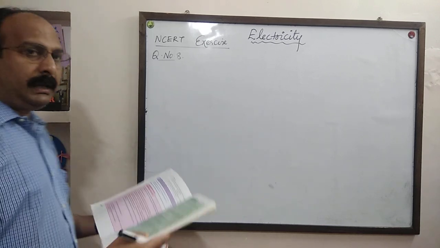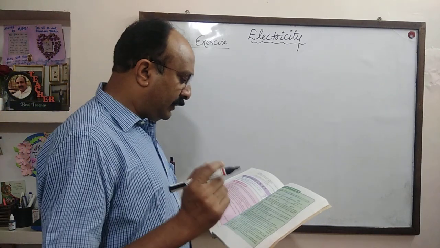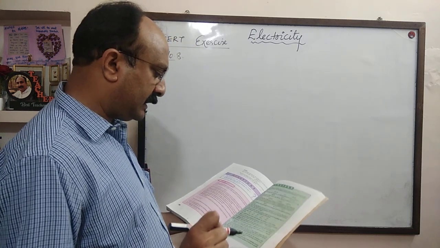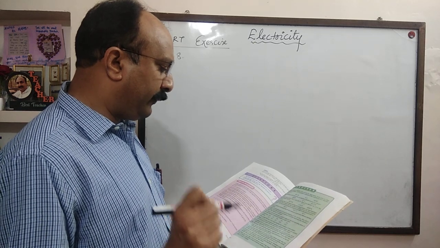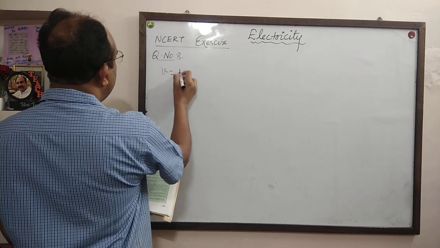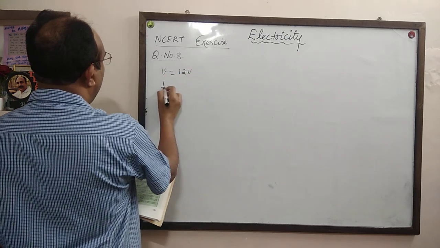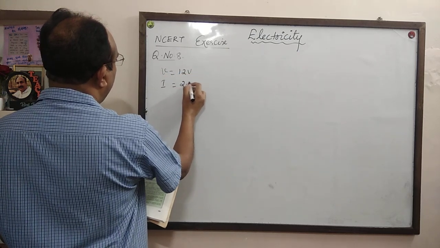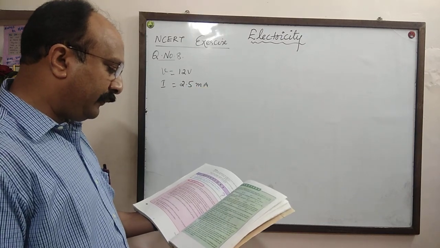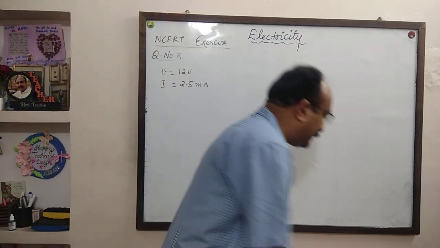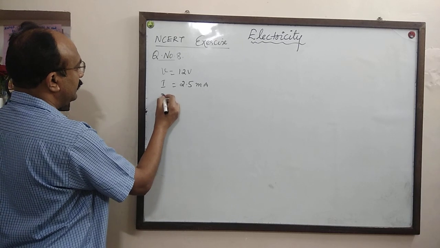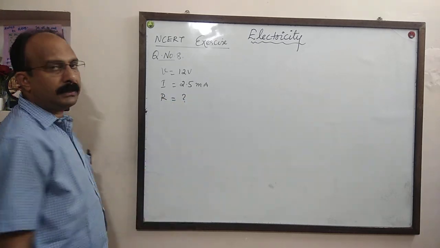Our question number 8 is, when a 12 volt battery is connected across an unknown resistor, there is a current of 2.5 milliampere in the circuit. So what are given? V is equal to 12 volt, I is equal to 2.5 milliampere. Find the value of resistance of the resistor. R is equal to question mark.